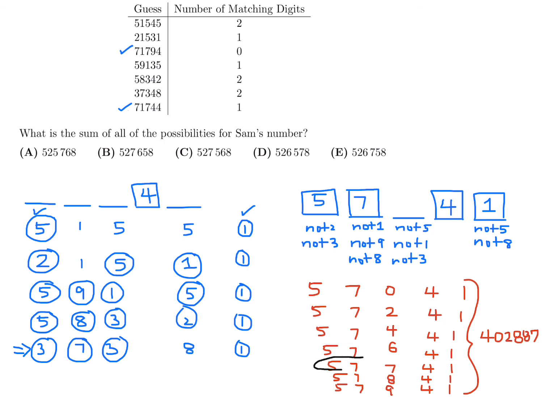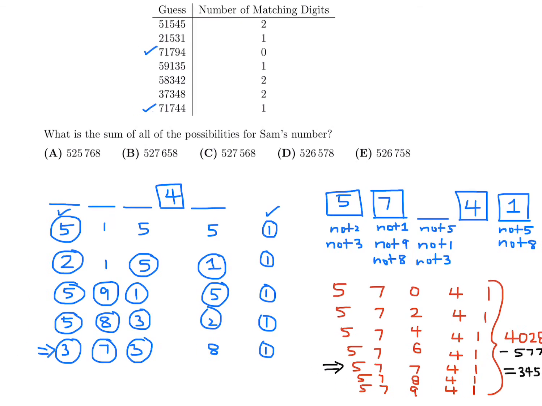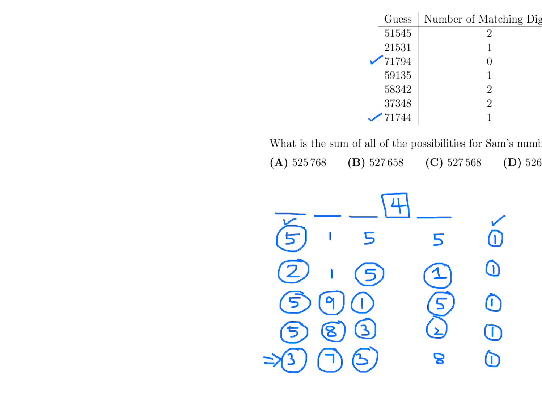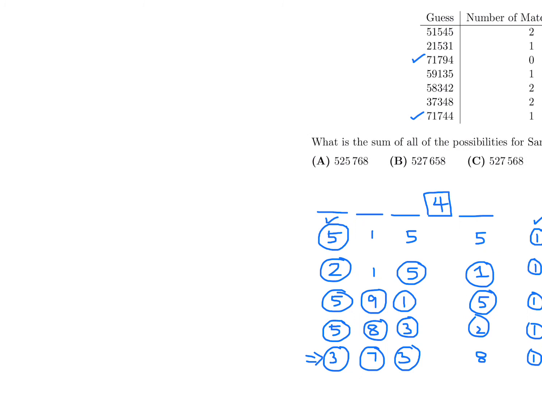This one right here, 5, 7, 7, 4, 1. It has a 7 in the third position, and that is not allowed. So that one I will subtract. And when I subtract that, 5, 7, 7, 4, 1, my new total is 3, 4, 5, 1, 4, 6. All right. Let's move forward now. Let's go to another scenario.